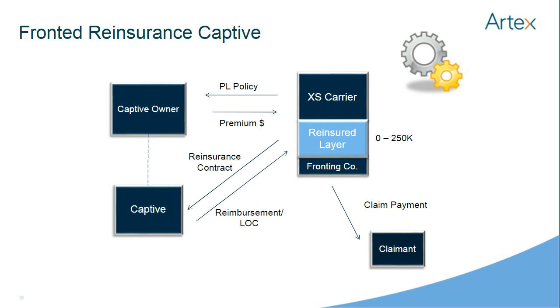Because the fronting company is putting their paper out there to the state regulators and to any outside parties, that fronting company has the legal obligation to pay all claims that come in under that policy. And as a result, if the captive that they're passing off risk to somehow went away for whatever reason or couldn't reimburse them for those losses, then they would be on the hook for those. And so they require a letter of credit or other collateral to secure them for the expected losses within that $250,000 layer. While the economics of that risk retention are the same, it just goes through the additional step there.